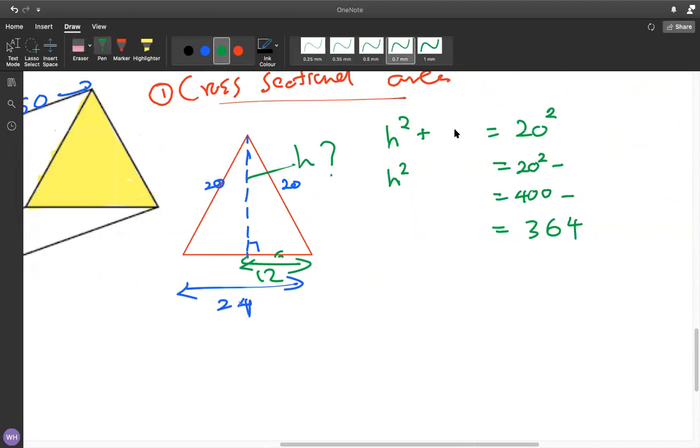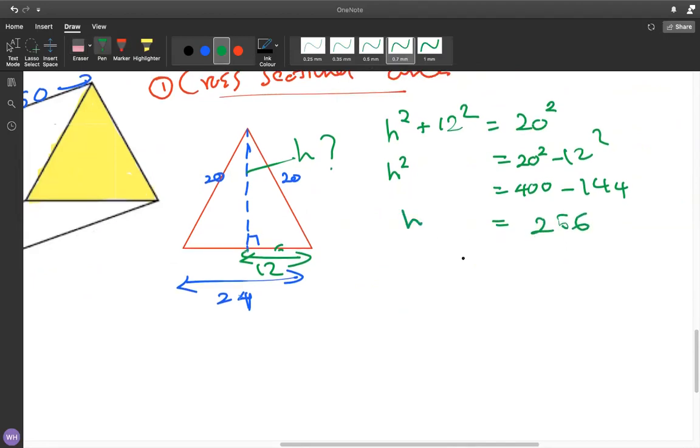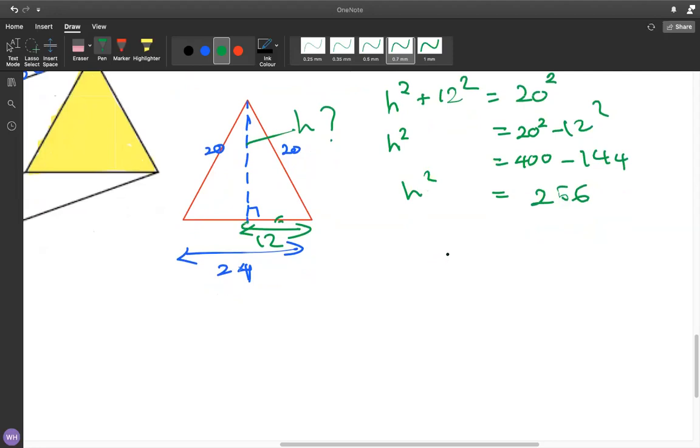So this is 12 squared and 12 squared, which is 144. Subtracting 144 from 400 remains 256. Therefore h squared is 256. What we need to find is h, so h will be the square root of 256.